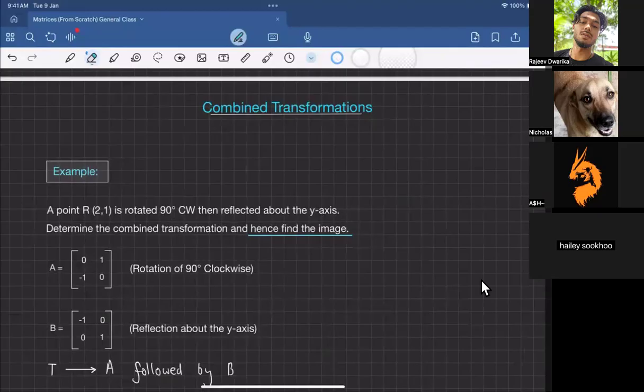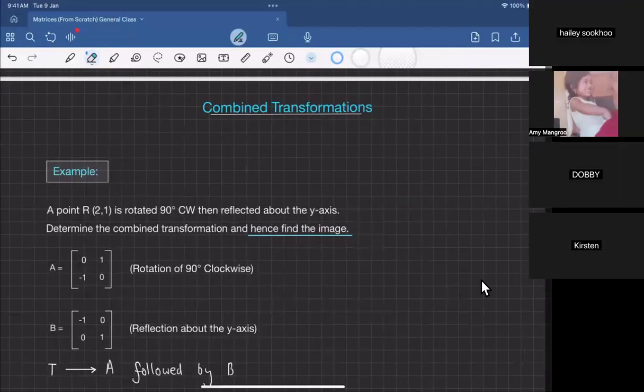Yeah. So, Kiera, before we do anything, what do you understand by combined transformations? What is a transformation? Just tell me fast. Like my own definition of it. Yeah, what is your definition of a transformation? Not a ChatGPT definition, eh?